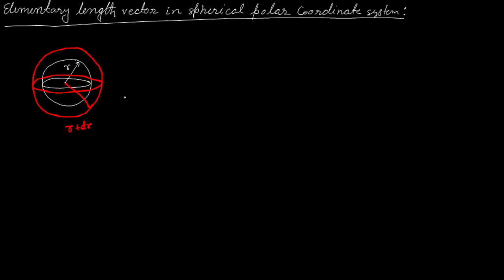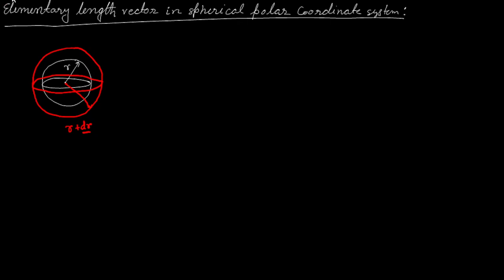So for that, what will be the limiting value of r? It will be 0 to infinity. So it's very large. Now if we want to increase the value of r, we can increase the value step by step. So the smallest possible increment of r is represented by dr. Okay.